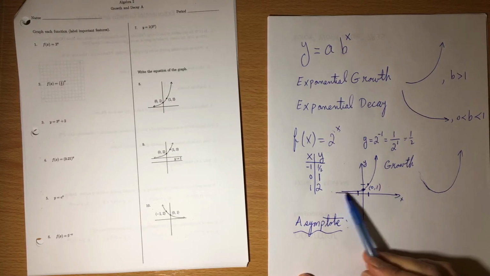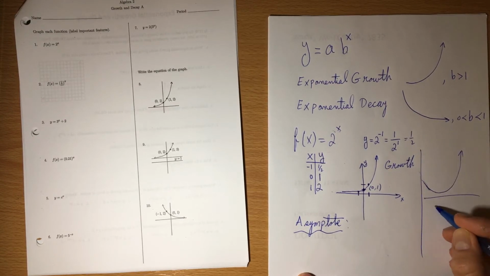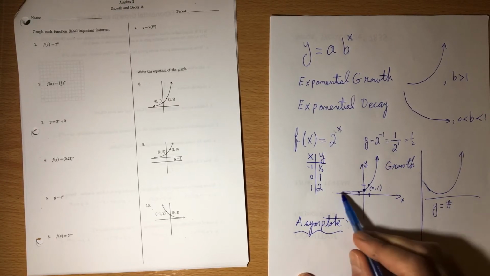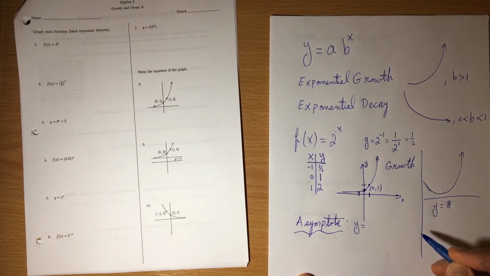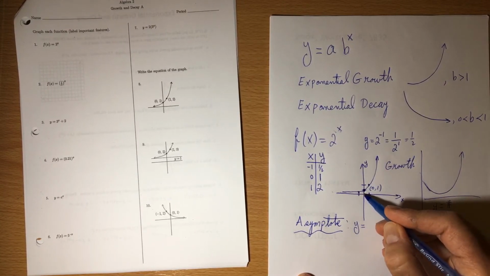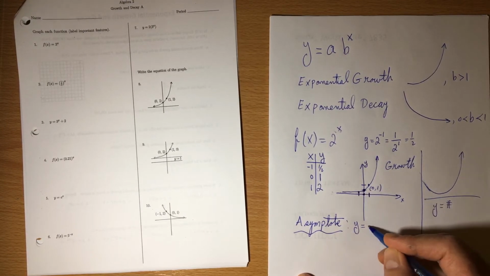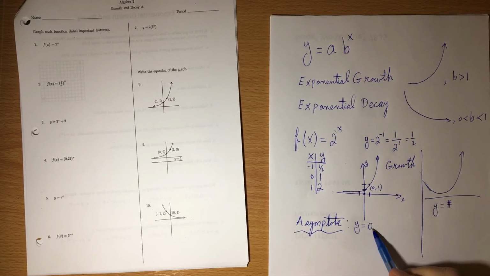This is a horizontal line, correct? If you remember from Unit 1, horizontal lines are always written as y equals some number. So we know the equation of it would be y equals. Now, where does it cross the y-axis? The x-axis crosses the y-axis at 0. So the equation of this asymptote in the case of this problem is y equals 0.